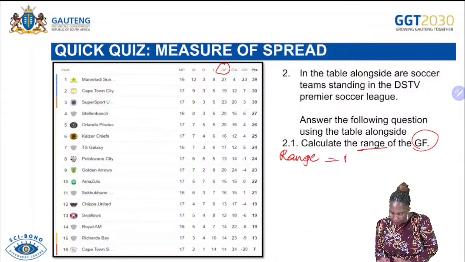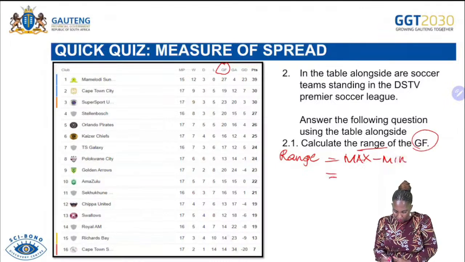The range will be max minus the minimum. Now what is our maximum value here? Looking at this, you quickly have to scan. What is your maximum value? My maximum value here, when I look, it's 27. Am I correct?